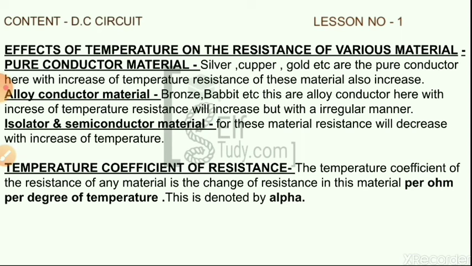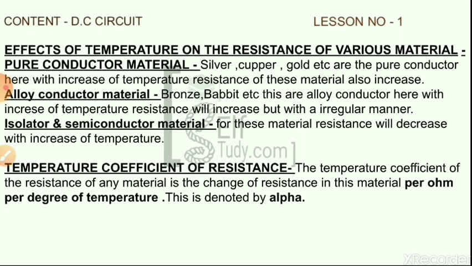And the second type of conductor material is alloy conductor material. Bronze, babbitt, etc. are the alloy conductors. Here, with an increase of temperature, resistance will increase, but in an irregular manner. Insulator and semiconductor material is the third one. For this material, resistance will decrease with an increase of temperature. For this type of nature, semiconductor materials are used for making electronic circuits.